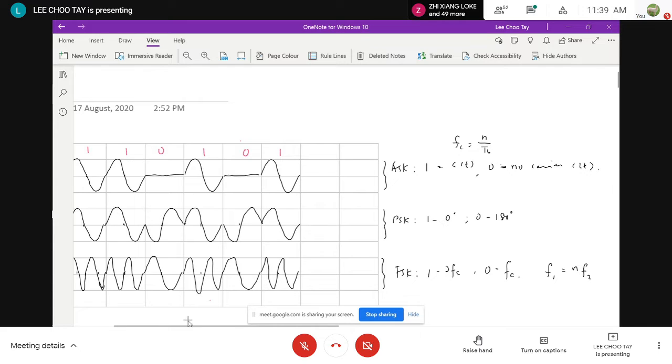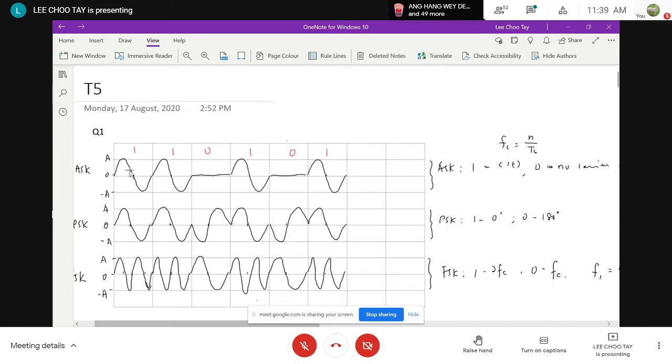So in this case, I'm going to use n equals to 1. That means for every bit, I just send 1 pulse. All right, you can also choose n equals to 2. In this case, you actually send 2 oscillations. All right, so I just want to send 1 pulse.